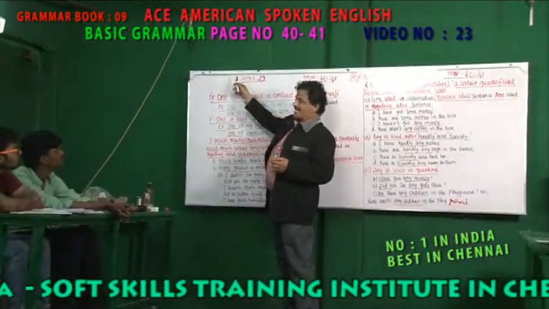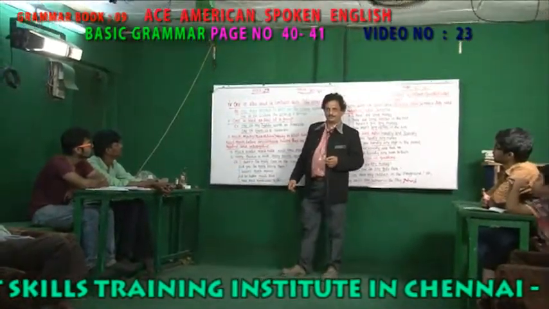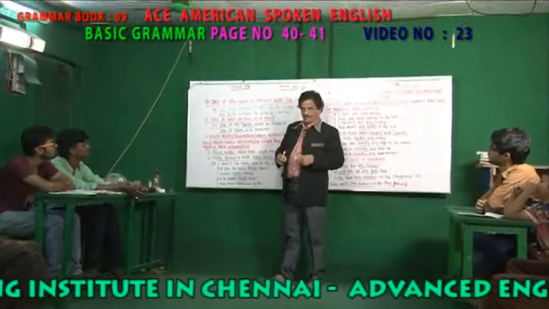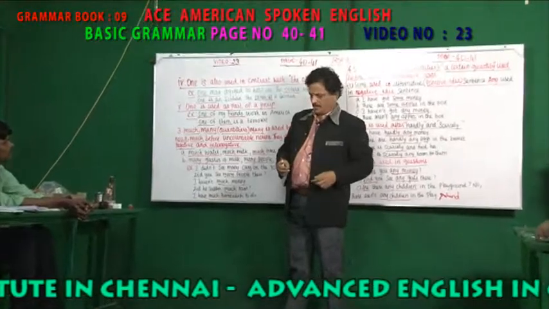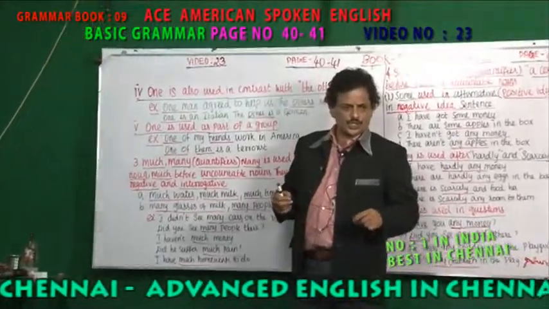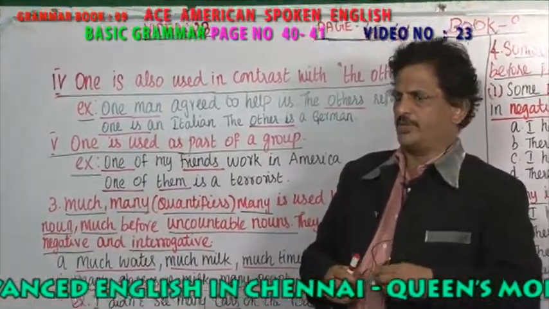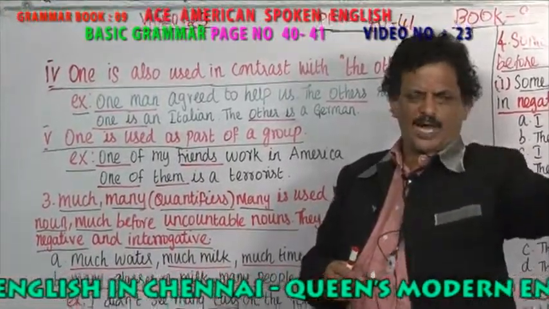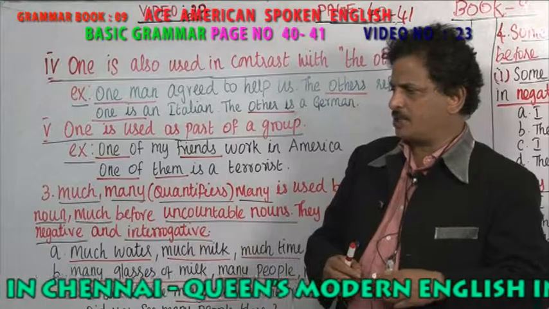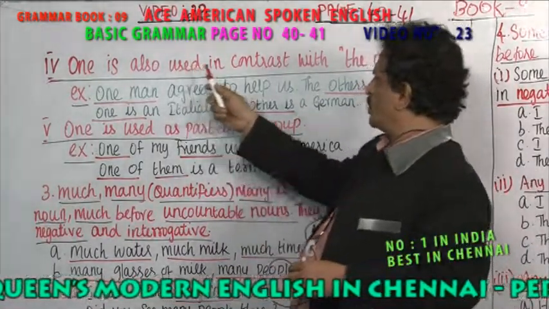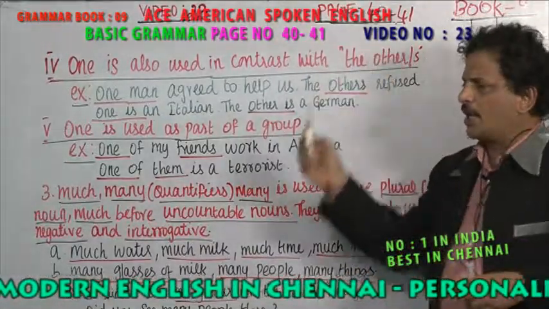Suppose if you use ones, what do you mean by that? Plural, many of them. They are the ones who brought good name to the institution. He is the one who went to America last month. He is the one and ones. So one is also used in contrast with the other.